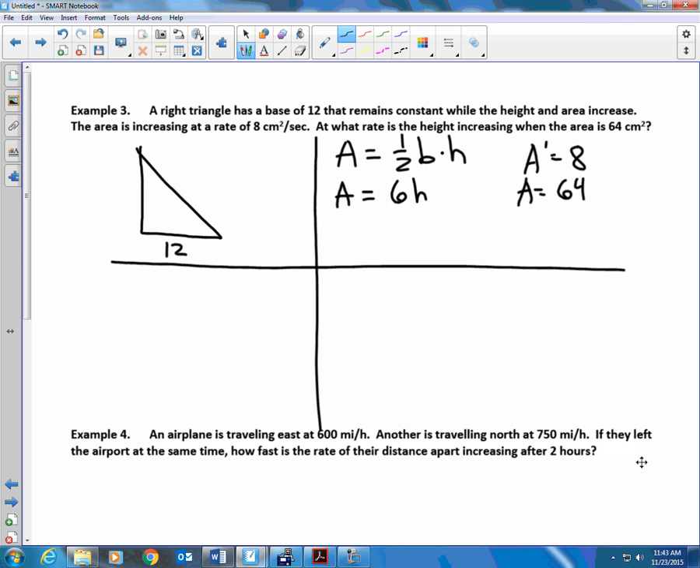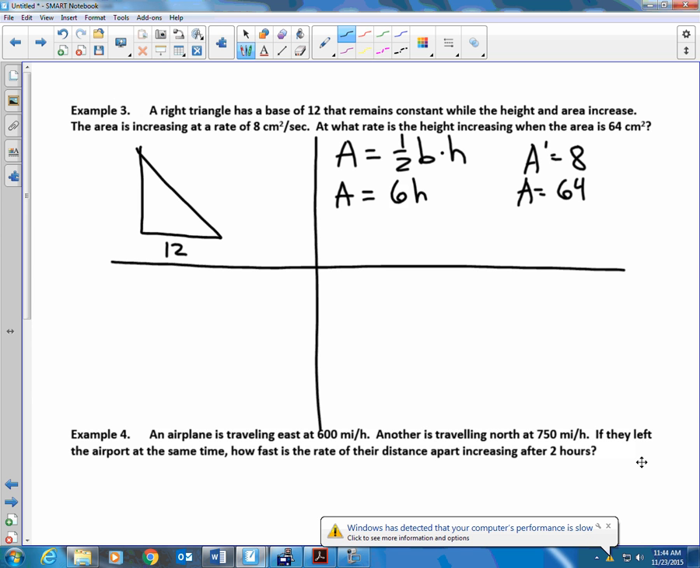If we know that the current area is 64, could we figure out the current height? We could. I'm not going to do that because we might not need it, but you could. And then what are we looking for? What's our unknown? What are we trying to find? Well, the current area is 64, but it's changing. The formula for the area is 6 times h.